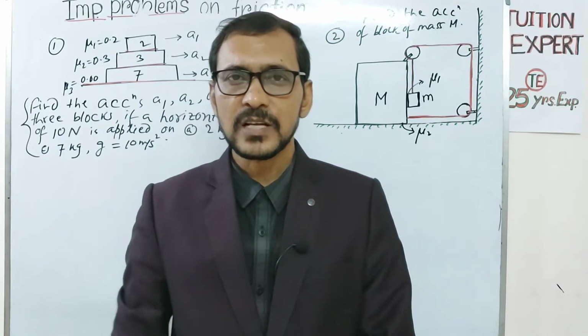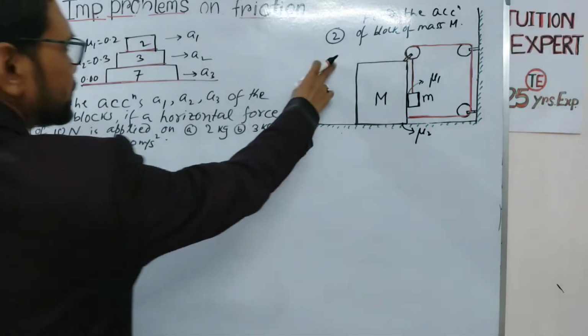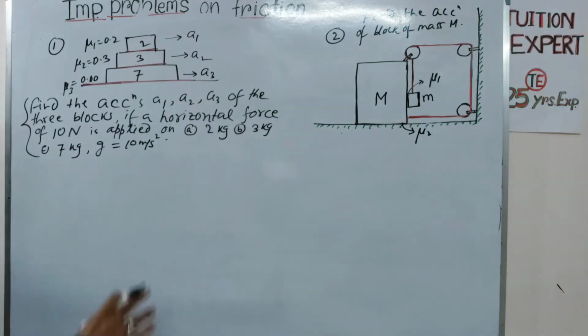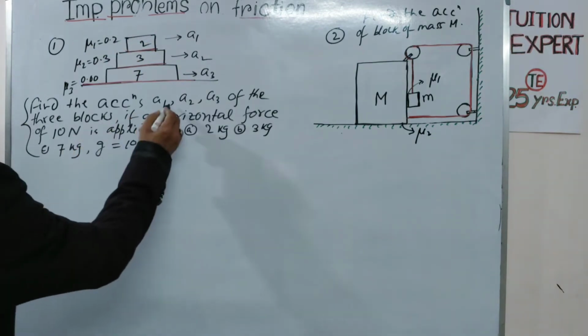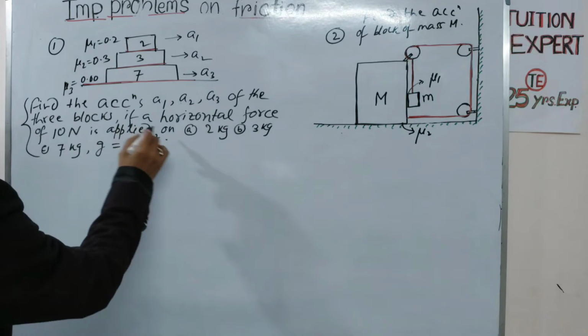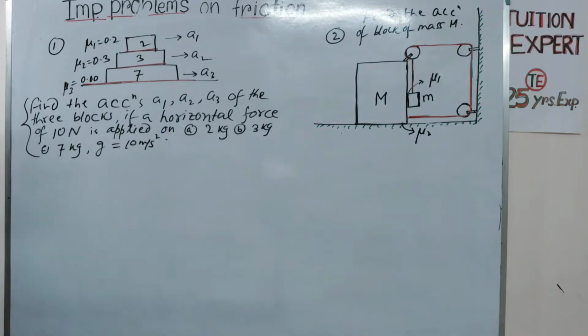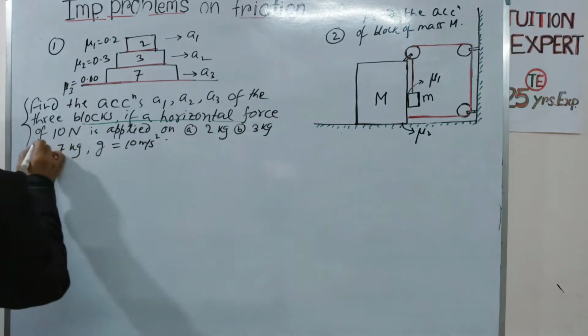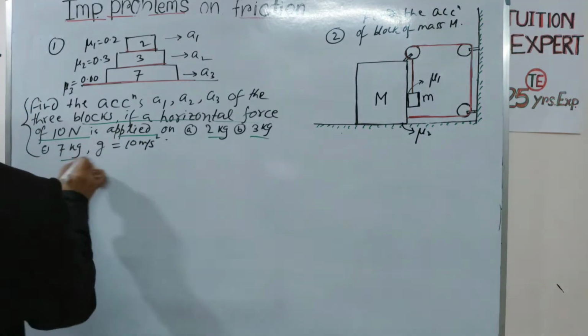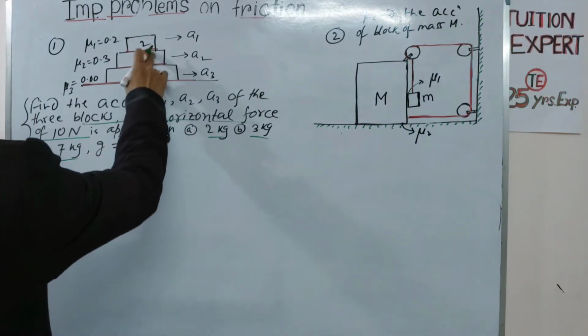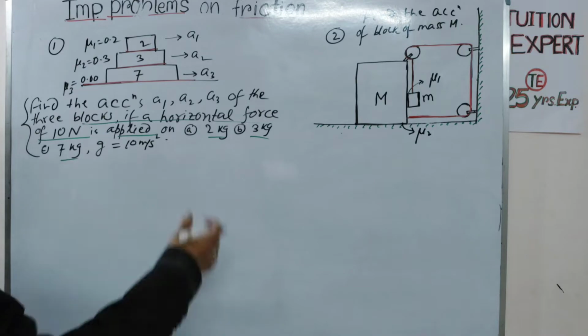Now let's start the class. Two problems are given. First, I will discuss this problem. Find the accelerations A1, A2, A3 of the three blocks if a horizontal force of 10 Newton is applied on the 2 kg block. The 2 kg, 3 kg and 7 kg blocks are placed one upon the other.